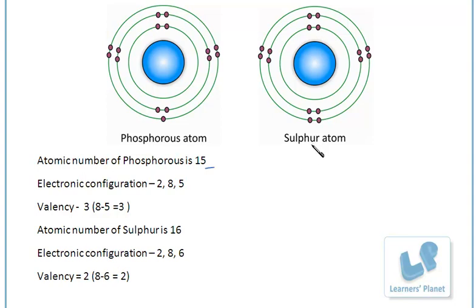Likewise, the sulfur atom. What is the configuration of sulfur? It is 2, 8 and 6. And what will be the valency? 8 minus 6, that is 2.